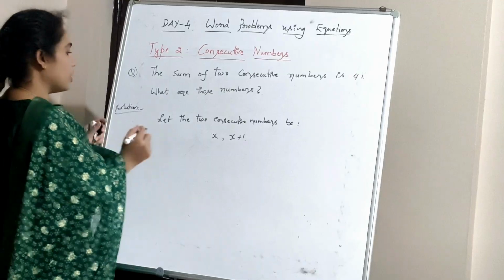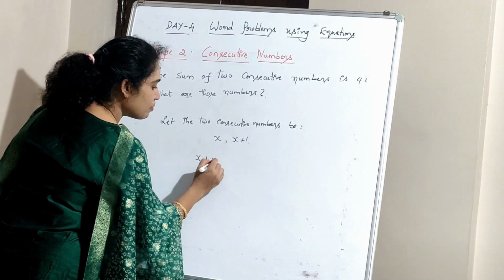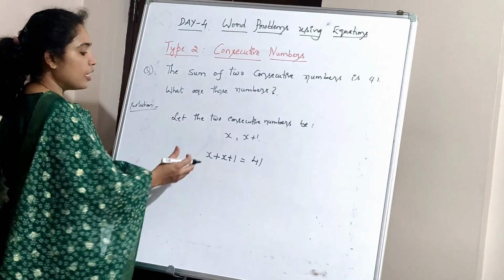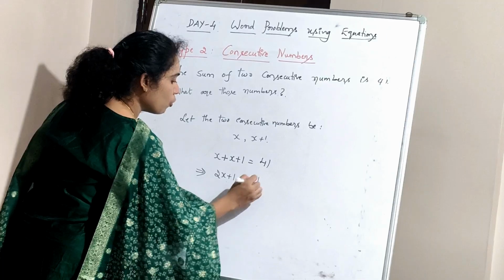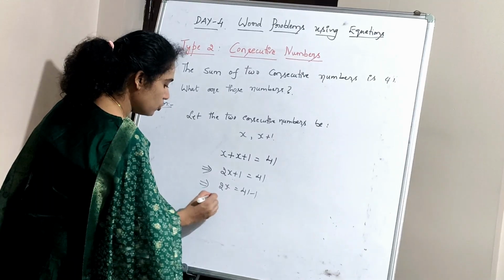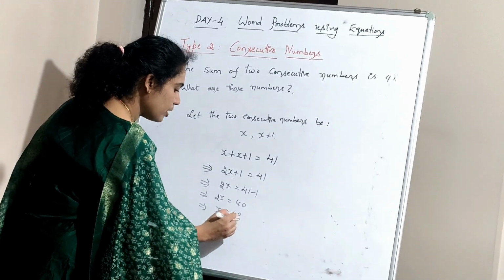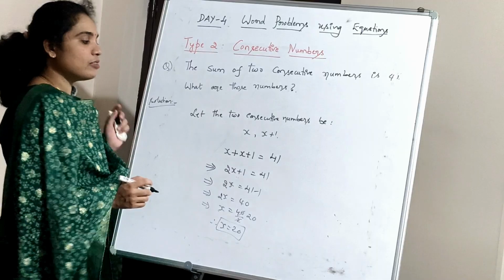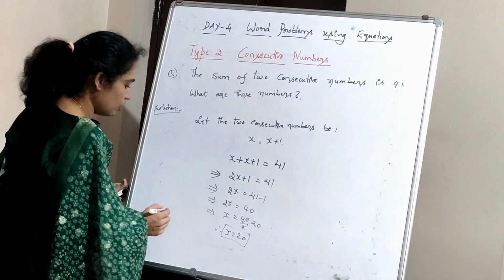So as per the data, it is given that the sum of two consecutive numbers, that means the sum of x and x plus 1 is 41. x plus x plus 1 is equal to 41. Now simplify this. x plus x is 2x. So 2x plus 1 is equal to 41. Move 1 to the RHS. It is 41 minus 1. So 2x is equal to 40. So x is equal to 40 by 2. That is 20. So one number is 20. What is the other number? That is x plus 1, 20 plus 1, which is 21.